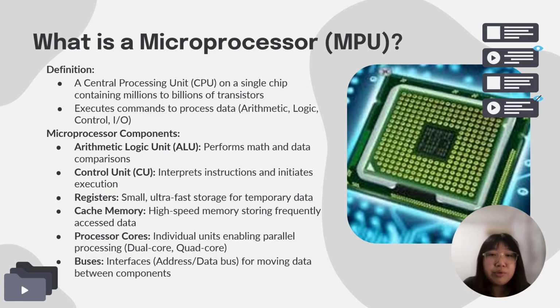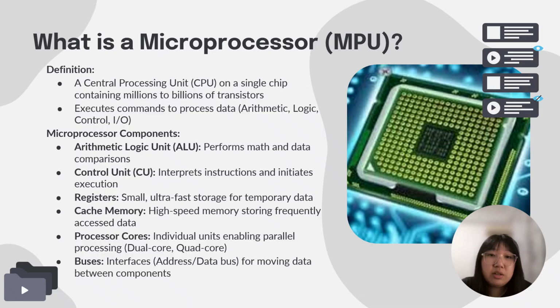So let's start with the microprocessors. A microprocessor, or we call it MPU, is basically a CPU placed on a single chip. It contains millions, sometimes even billions of transistors packed together to process data. MPUs are used in devices that need powerful computation, things like PCs, laptops, servers, and even smartphones.